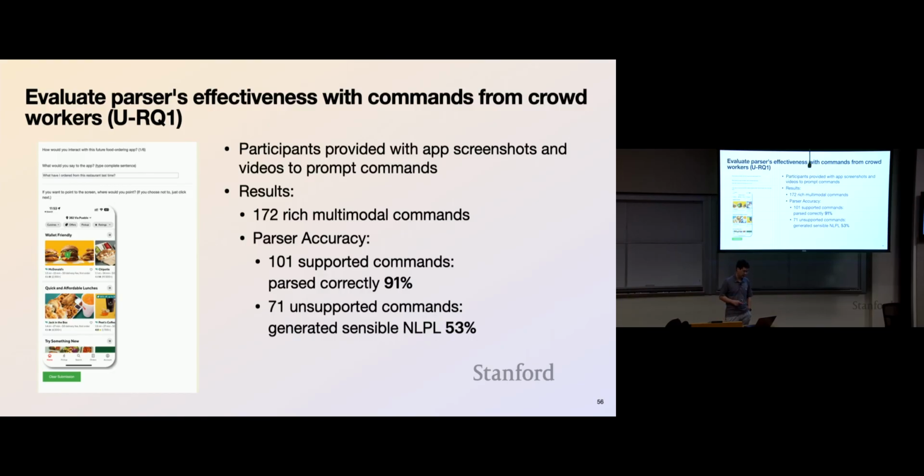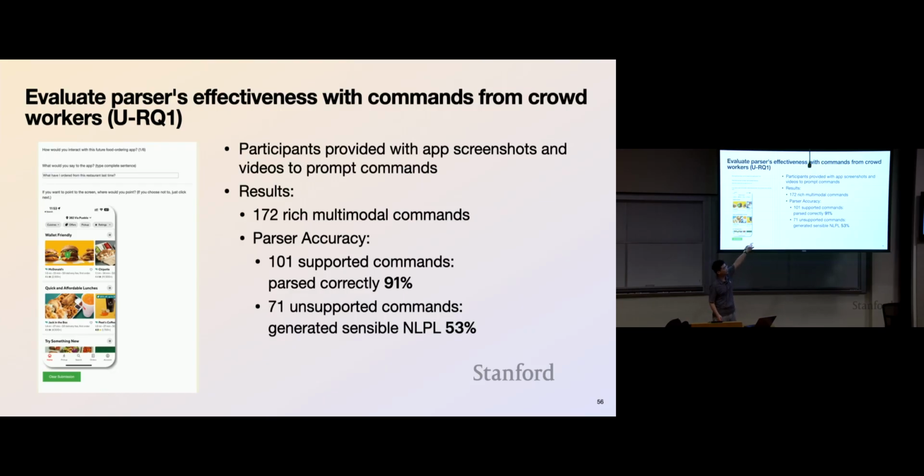One thing we do notice is that for 71% of the unsupported commands, meaning that those commands are not currently supported by the app, we can actually generate sensible NLPR, meaning that if it generates a function and the function exists, it would have solved the user's issue. So I'll mention more on that later.